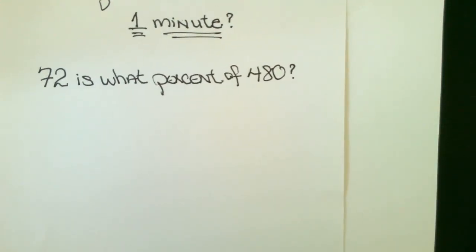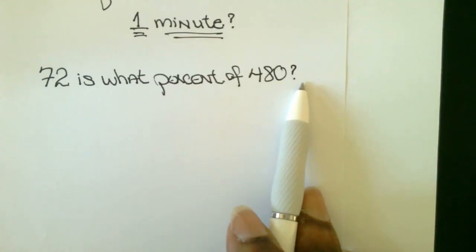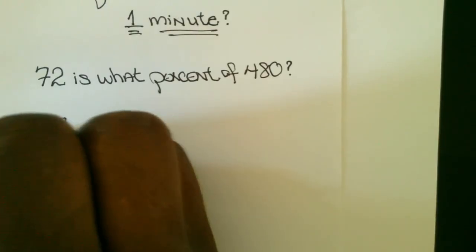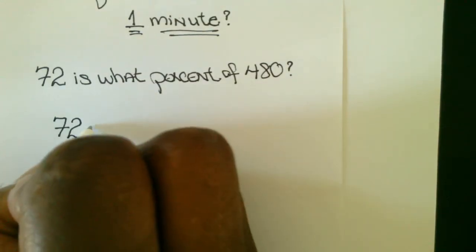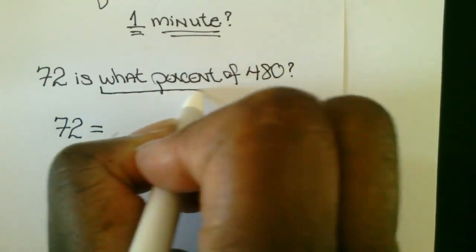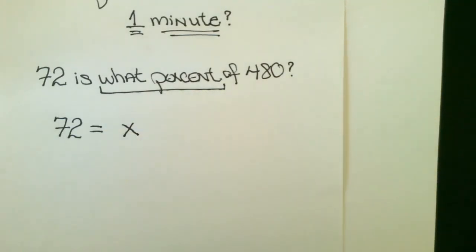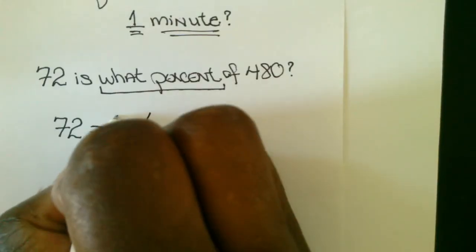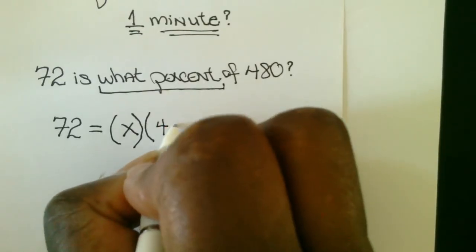Now, if I were to translate this from a verbal expression to an algebraic expression, we have 72. The word is translates as equals. What percent? So that's my unknown. Okay, so I'm going to have that represent x. Of means multiplication. So that means I'm multiplying this x to 480.